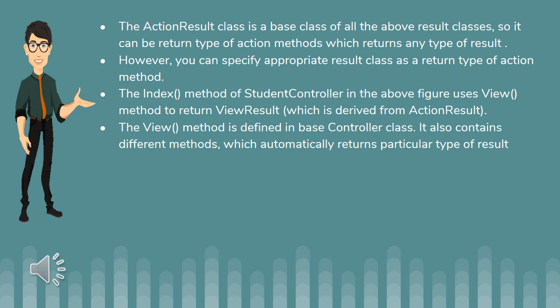However, you can specify the appropriate result class as the return type of an action method. The Index method of the Student controller in the above figure uses the View method to return a ViewResult, which is derived from ActionResult. The View method is defined in the base Controller class. It also contains different methods which automatically return a particular type of result.